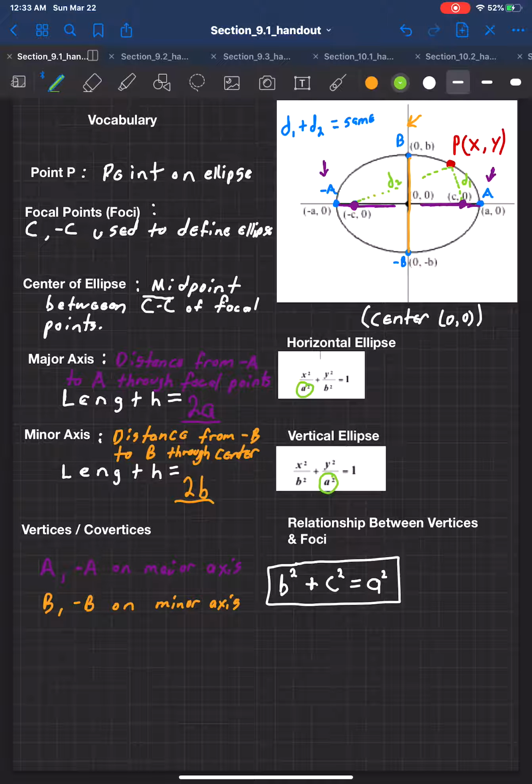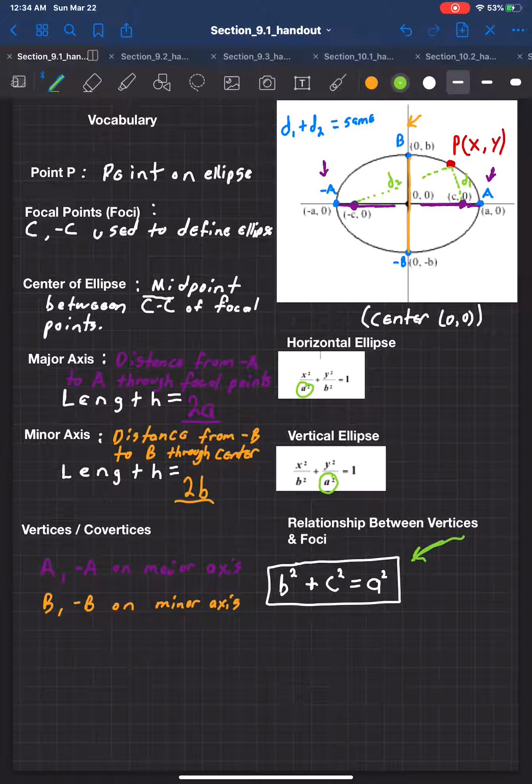The last thing that you're going to need is the relationship between all of this information, right? So does it make sense that you have a and negative a, those are vertices, you have b and negative b, those are vertices, then you have c and negative c, which are focal points. Well, the relationship between your focal points and your vertices is b squared plus c squared is equal to a squared.